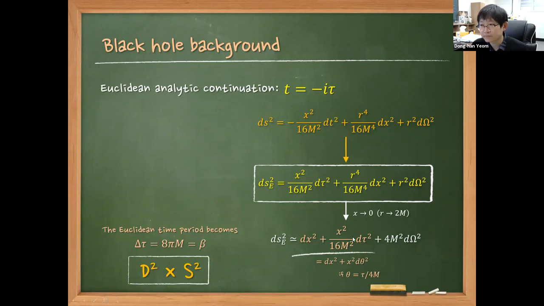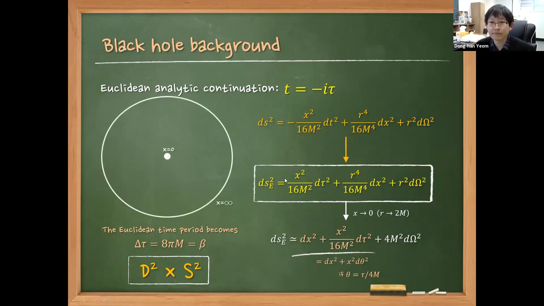And at the same time, if it is the case, then this pink colored part is a regular two-dimensional disk. So the topology is D2. And the other white colored region is nothing but the sphere, so S2. So this geometry is the same as this one, because there's no topological difference between this and this. So this Euclidean Schwarzschild geometry has the D2 cross S2 topology. This is the important point.